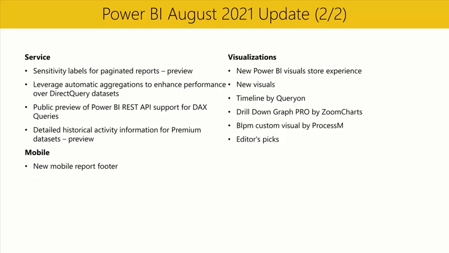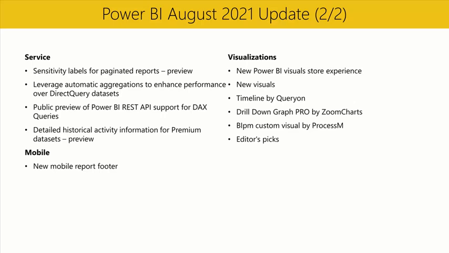We have some exciting new changes for you in the Service section. First, you can now set MIP sensitivity labels on paginated reports in the Power BI service, just like you can on Power BI reports. When data from a paginated report is exported to a Word, Excel, PowerPoint or PDF file, the report's label and protection settings will be applied to the exported file.